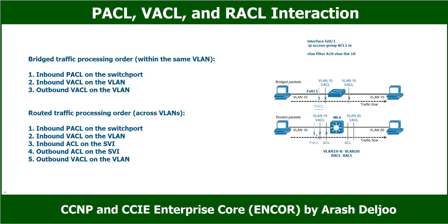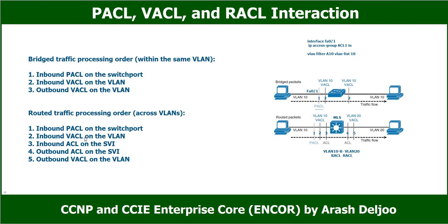After that, traffic should enter VLAN 20. Again here, we have one RACL. I assume that this is in the outbound direction. Because of that, the outbound ACL is the next step, step 4. And finally, we have VACL. When traffic enters VLAN 20, here we have VACL, and this VACL is the last ACL that we check.